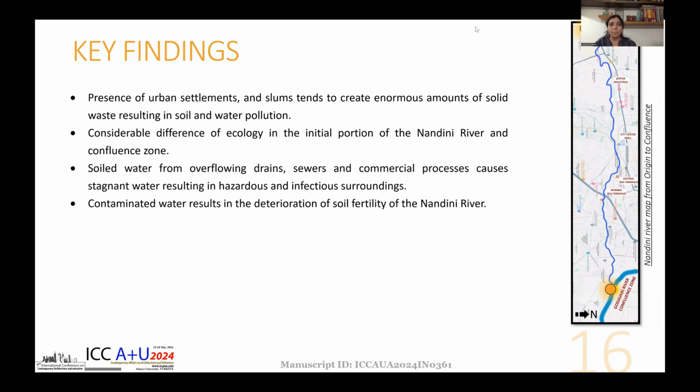The key findings are that the presence of urban settlements and slums creates an enormous amount of solid waste, resulting in soil and water pollution. There is a considerable difference of ecology between the initial portion of the Nandini River and the confluence zone. Soiled water from overflowing drains, sewers, and commercial premises causes stagnant water, resulting in hazardous and infectious surroundings. Contaminated water results in the deterioration of soil fertility of the Nandini River.